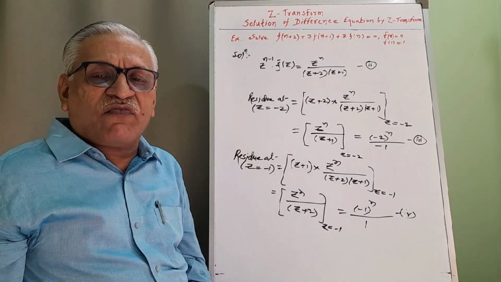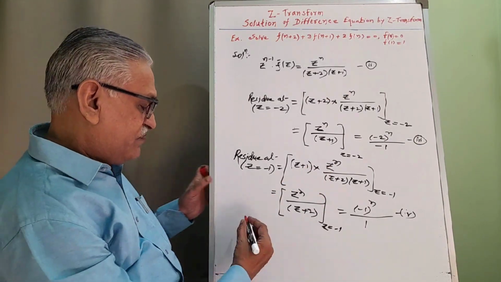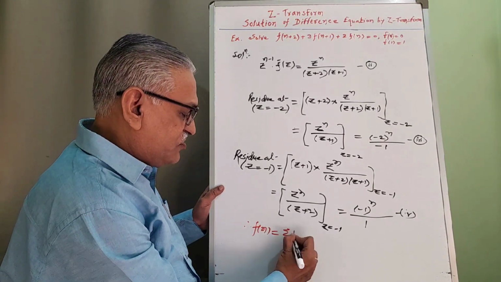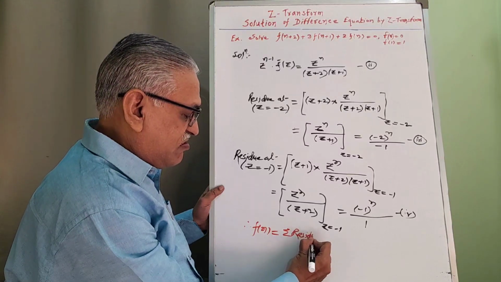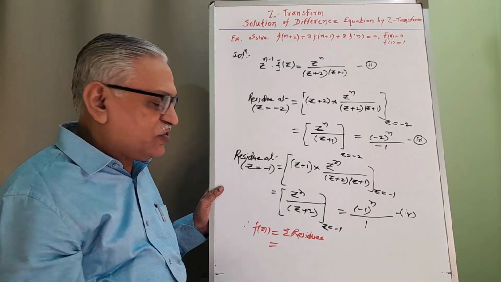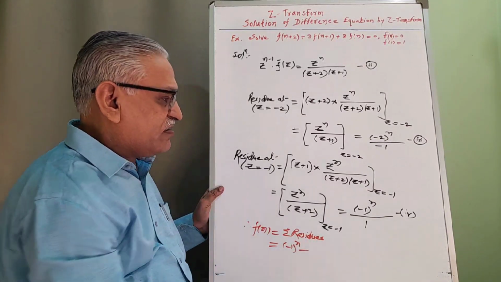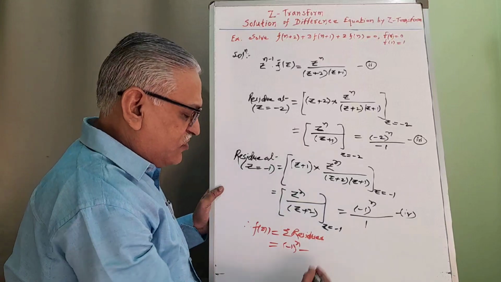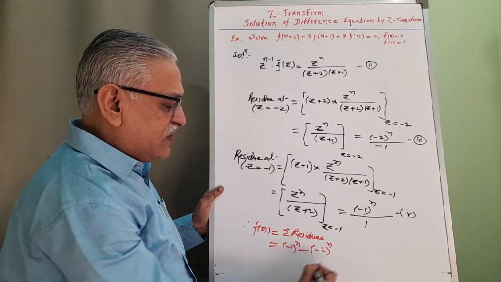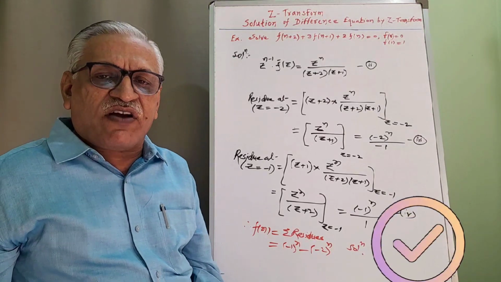And then the required solution is sum of these two residues. Therefore, f of n is equals to sum of the residues. And therefore it is equals to, I will write the first one as a positive term, and therefore that term is minus 1 raised to n. Then second one with minus sign, therefore minus 2 raised to n is the required solution or required answer.